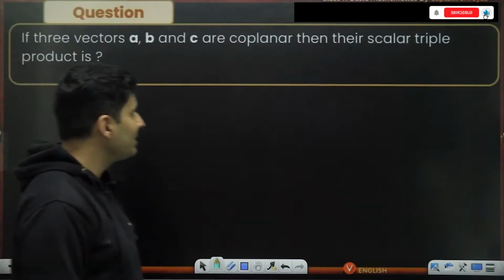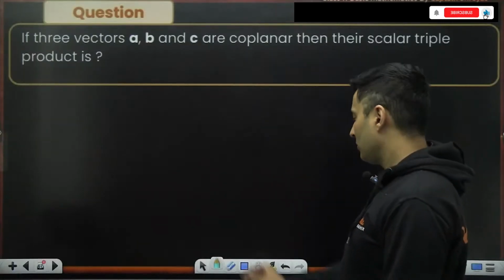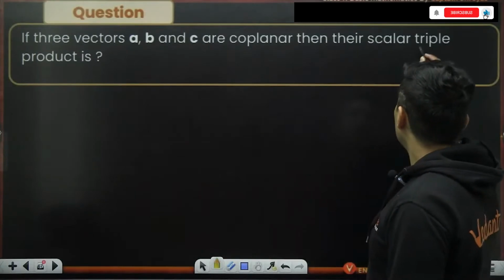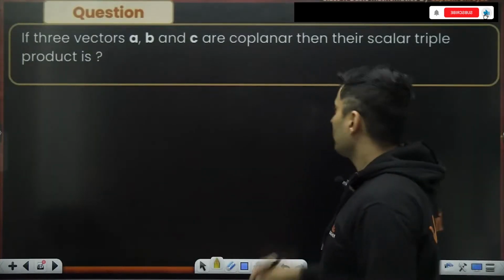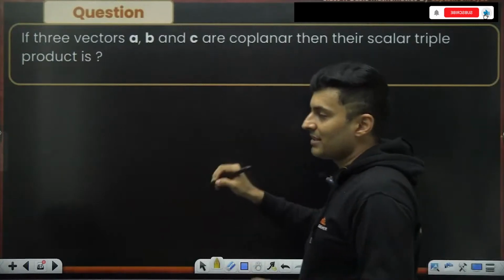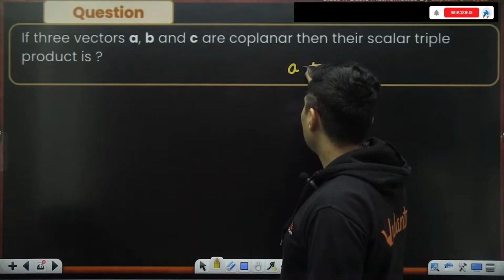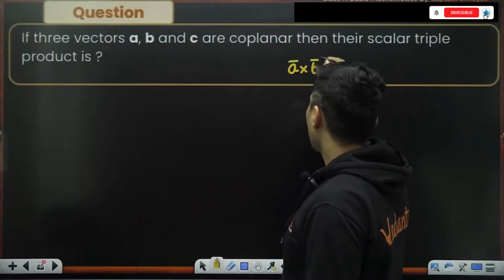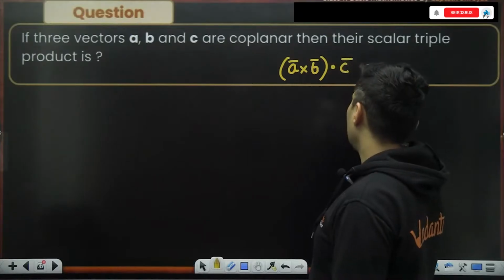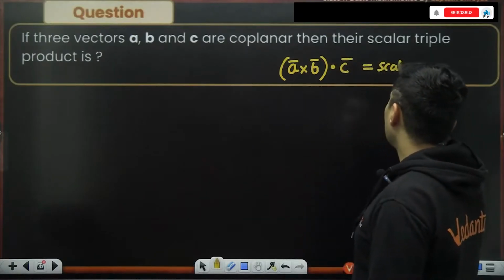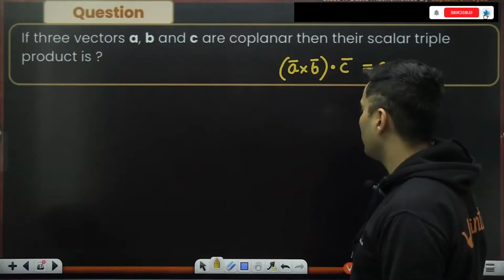If three vectors A, B, C are coplanar, then their scalar triple product is how much? First of all, what is scalar triple product? Triple means three. Scalar triple means the outcome is a scalar. And that can only happen like this: A, B, you cross multiply, and then take the dot product with that vector. The answer will be a scalar. That is why it is called scalar triple product.